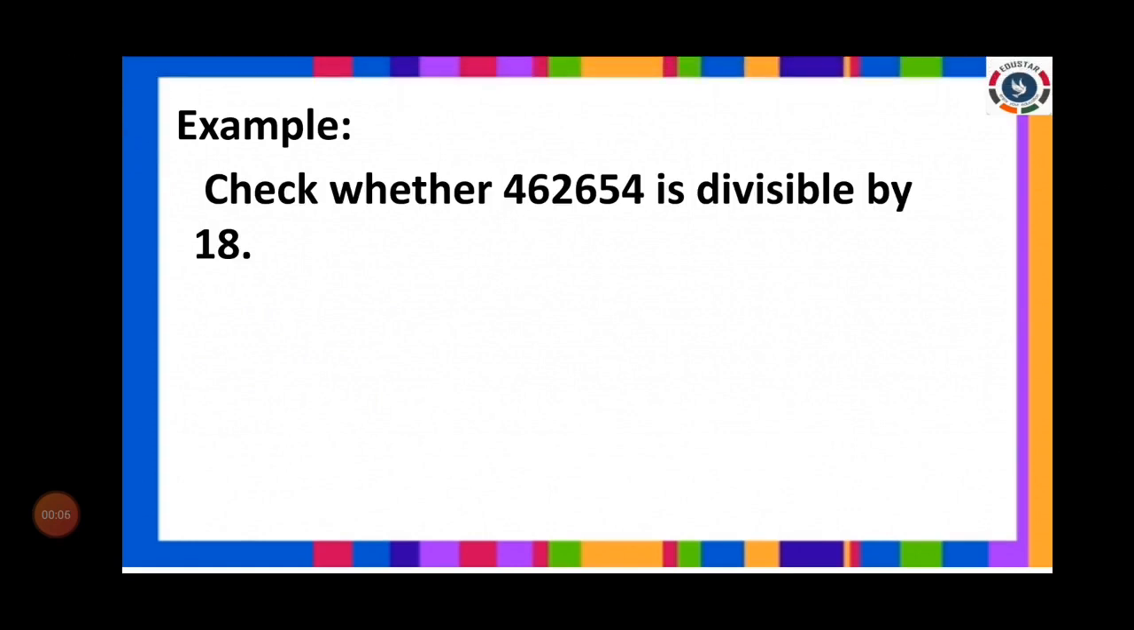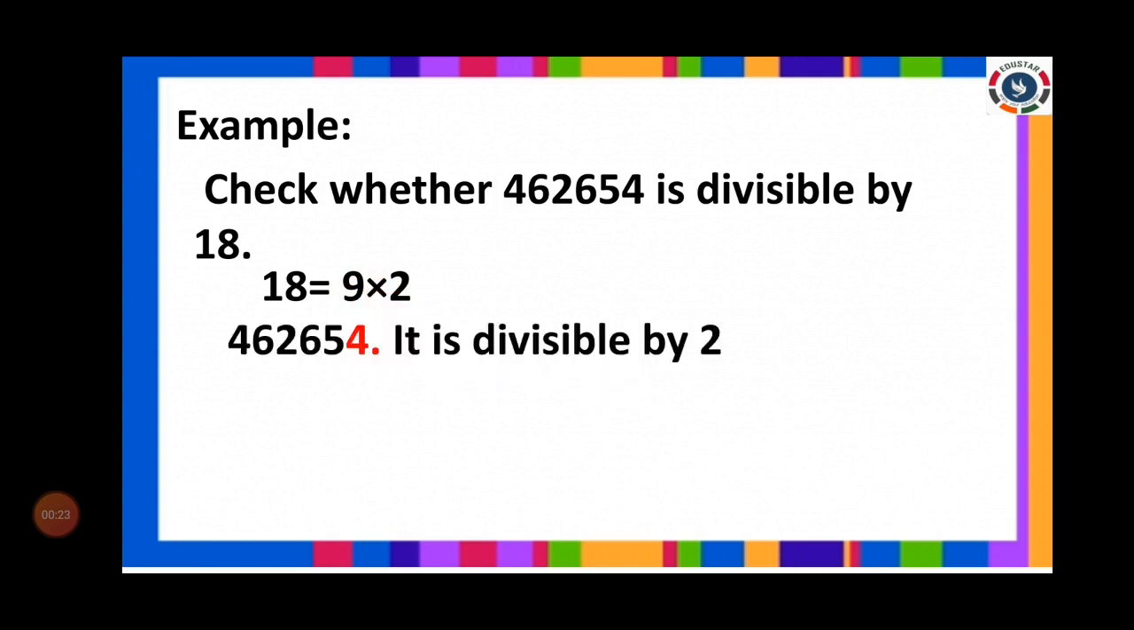Example: check whether 4,62,654 is divisible by 18. Now you see here, 18, the last digit is an even number. So it is divisible by 2. It is a multiple of 2 also. So which two numbers do you multiply to get 18? 9 2s are 18. So here we are going to use two rules. One rule is for 9, another rule is for 2. So divisible by 9 and divisible by 2. Both rules we are going to apply here.